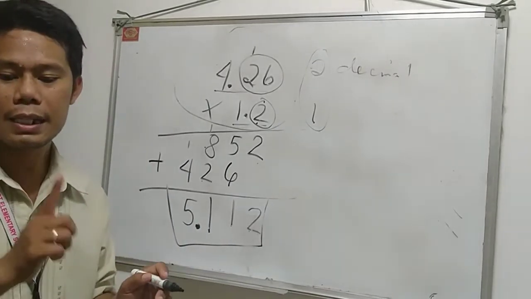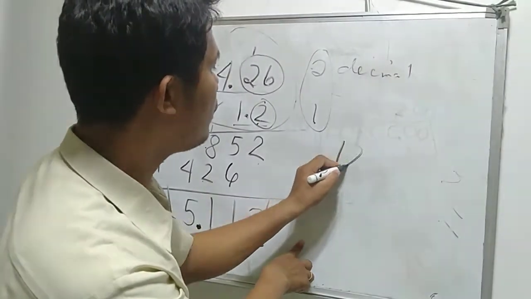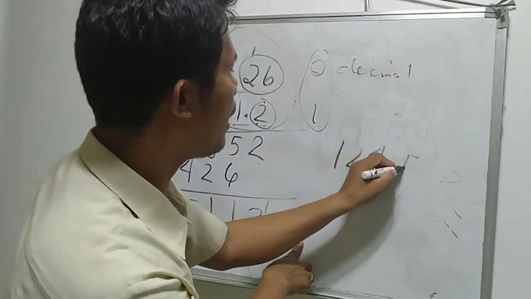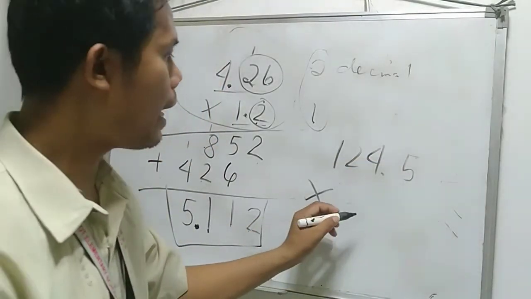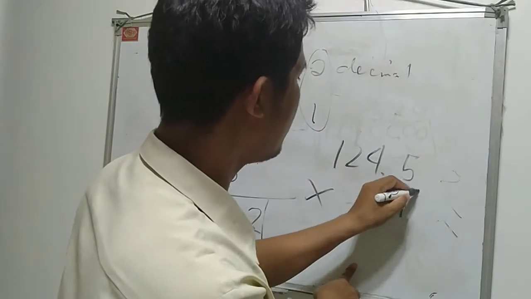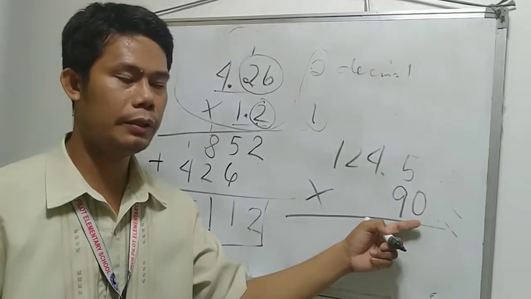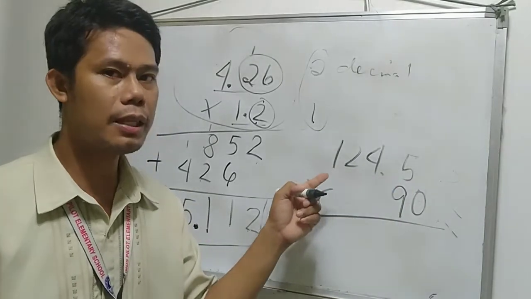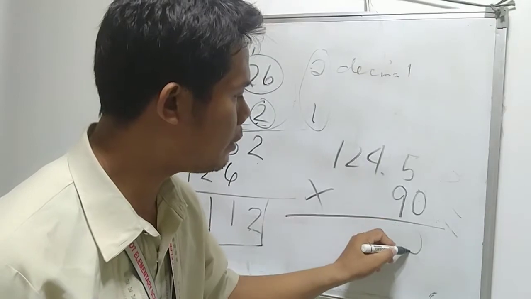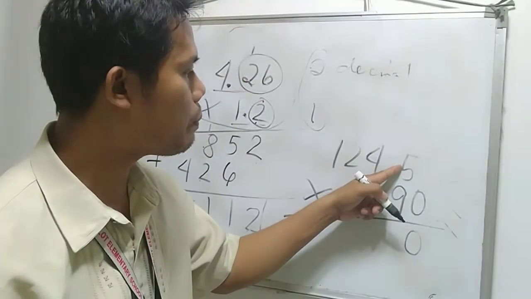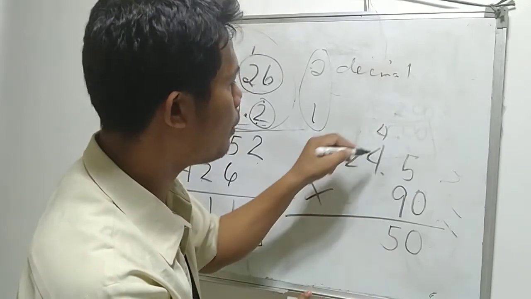Okay, another last example. So let's have this 124 and 5 tenths times 90. Okay. So our whole number, then this is mixed decimal. So bring down na lang natin si 0. Bring down 0. Then 9 times 5 equals 45. Bring down 5. Carry up 4.